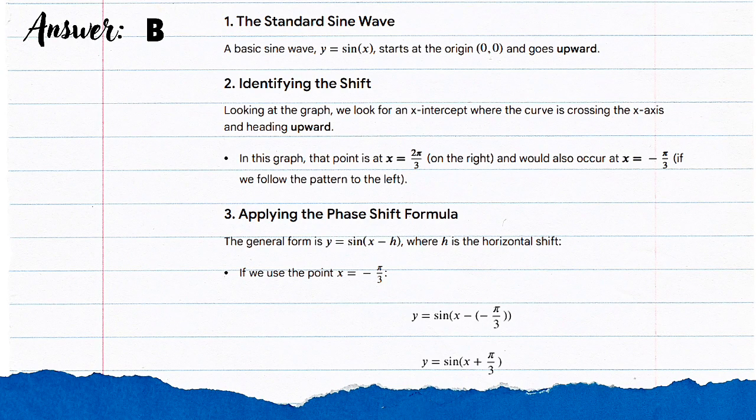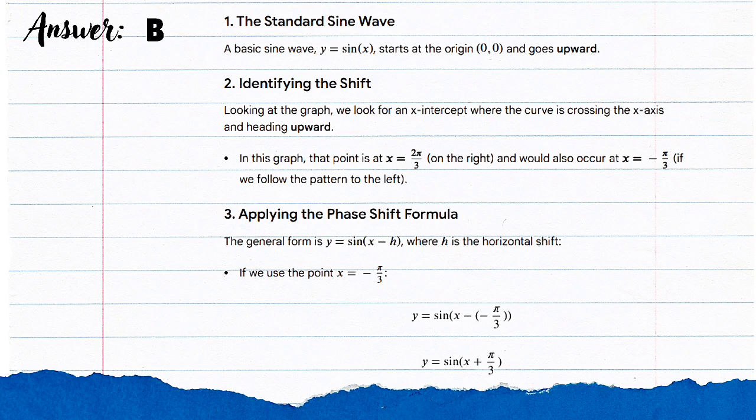First, let's look at the standard sine wave. A basic sine wave, which is y equals sine x, starts at the origin 0, 0 and goes upward. Second, let's identify the shift. Looking at the graph being shown earlier, we look for an x-intercept where the curve is crossing the x-axis and heading upward. So in this graph, the point is at x equals 2 pi over 3 on the right, and would also occur at x equals negative pi over 3 if we follow the pattern to the left.